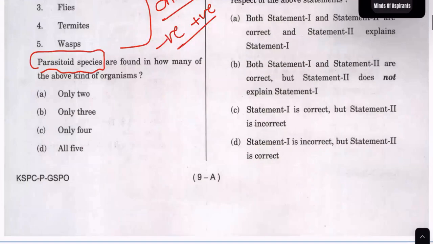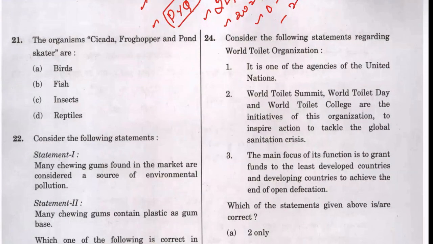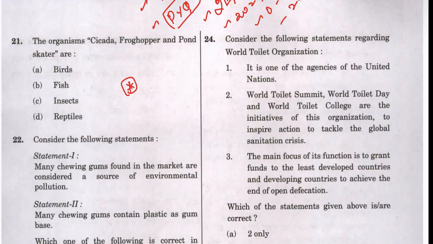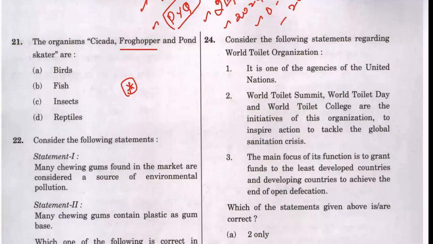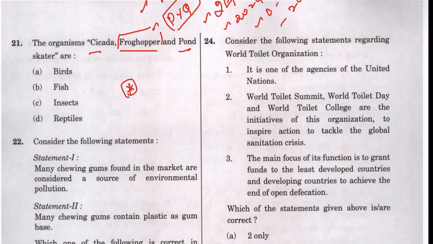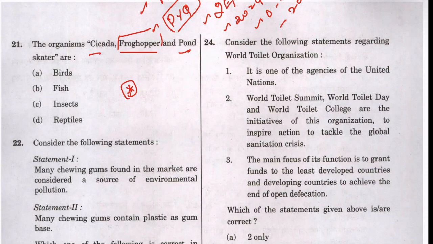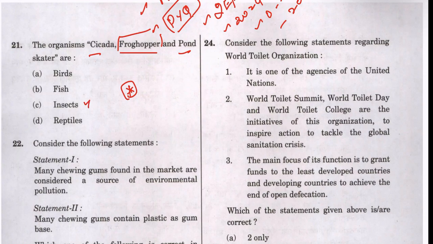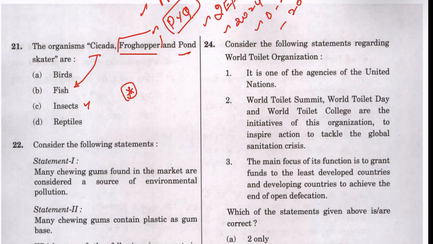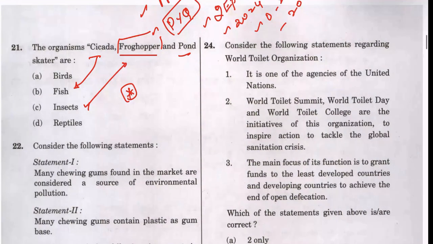So this is the 20th question. The next question is the cicada, frog hopper, pond skater. This kind of a question has become kind of important in UPSC. Here, I have frog hopper, pond skater, cicada. I narrowed it down to whether it can be an insect or a fish, somewhat I thought. But frog hopper, so that's how I tried to make this an answer in this exam.